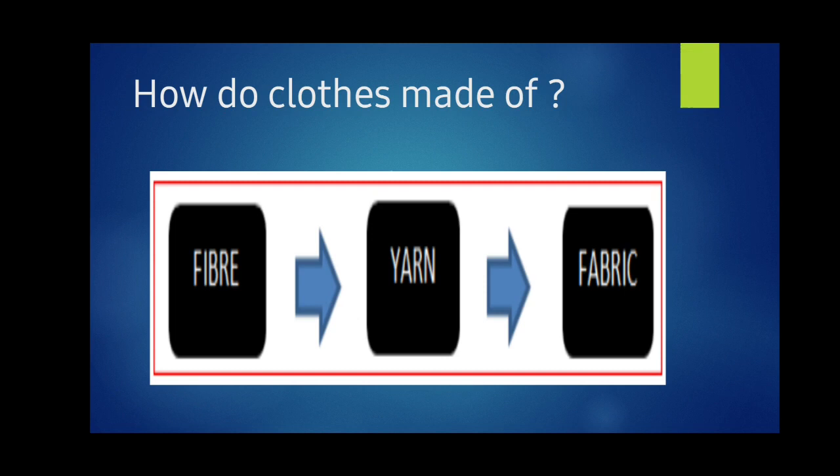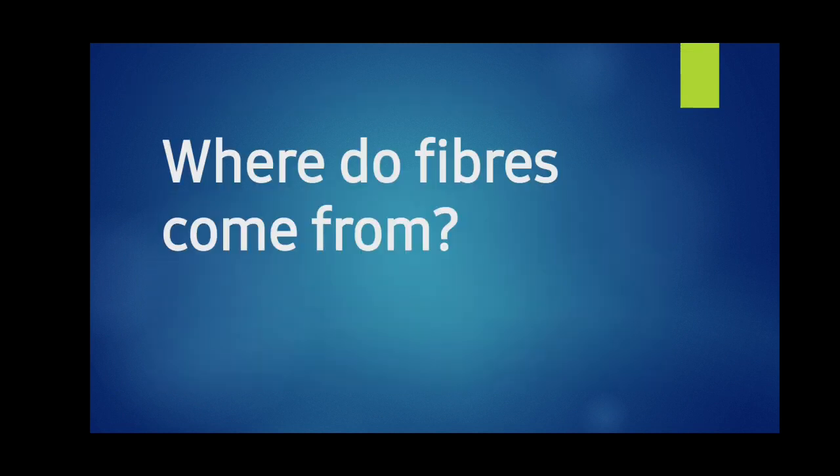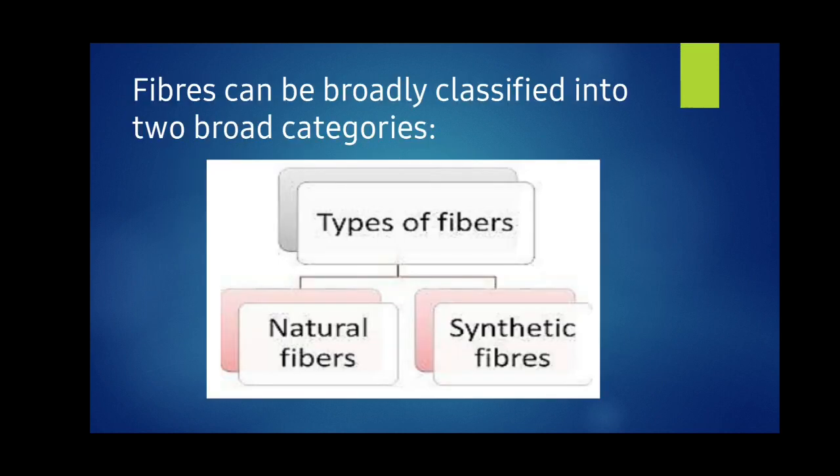Are there any types of fibers? Where do fibers come from? Generally, we can classify fibers into two types: natural fiber and synthetic fiber, which means fibers may be obtained naturally, or else we can prepare them in a lab. So fibers can be broadly classified into two: natural fibers and synthetic fibers.